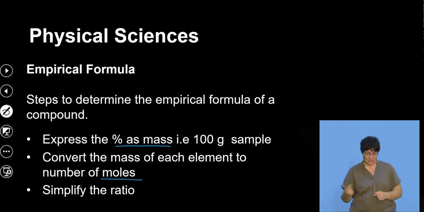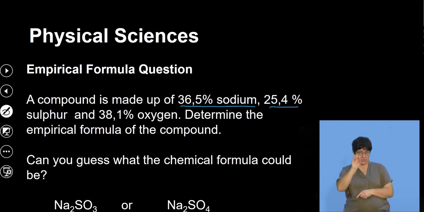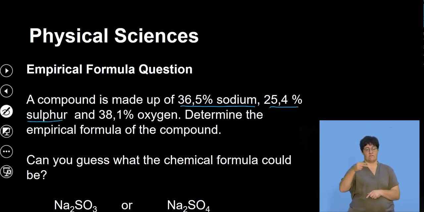Okay, then we can simplify because this is the simplest whole number. And when we talk about whole number, we're talking about integers. I think you recall that very well. Here is a typical example with a compound that is made of 36.5% sodium, okay? Right? We also have 25.4% of sulfur and then 38.1% of oxygen. Then we want to determine the empirical formula of this compound.